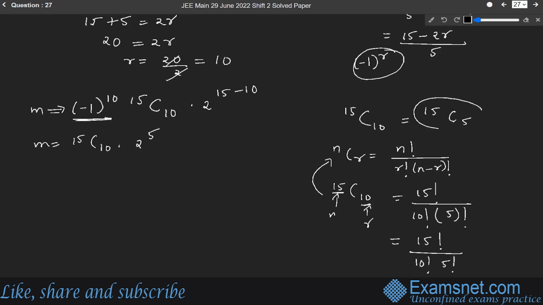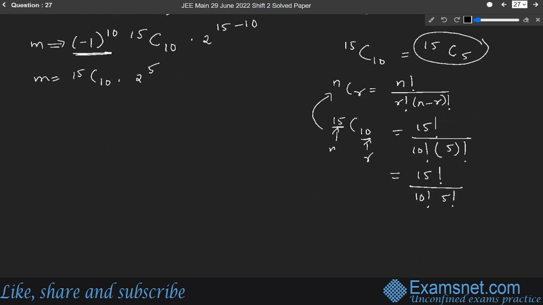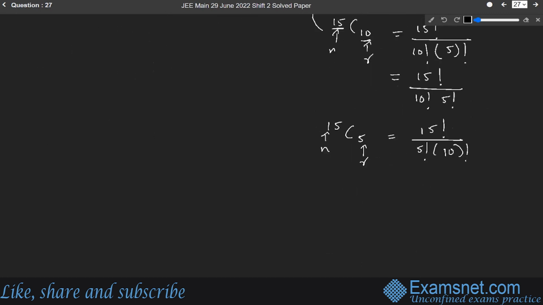Now, if we talk about 15c5, then what will be its value? 15c5. Here, n is 15 and r is 5. So n factorial means 15 factorial divided by r factorial means 5 factorial multiplied by n minus r. 15 minus 5 is 10 factorial, right? So it will be equal to 15 factorial divided by 5 factorial into 10 factorial. And you can see that both the values are equal.